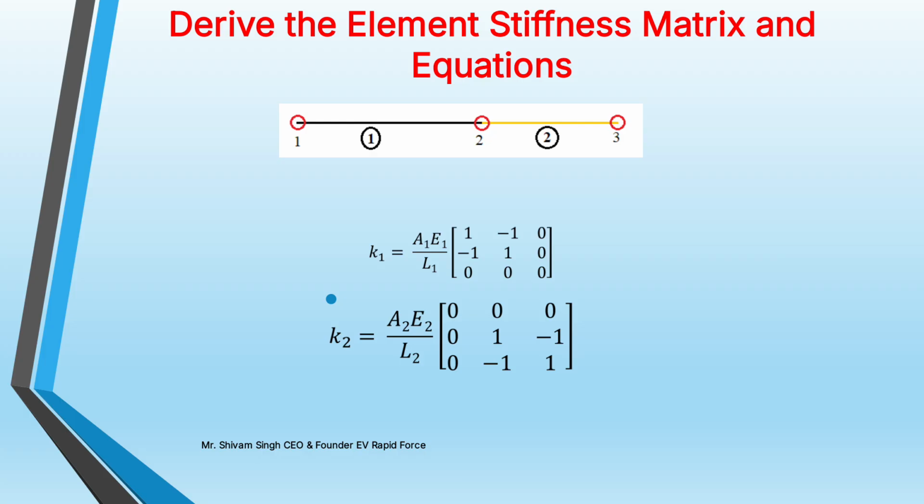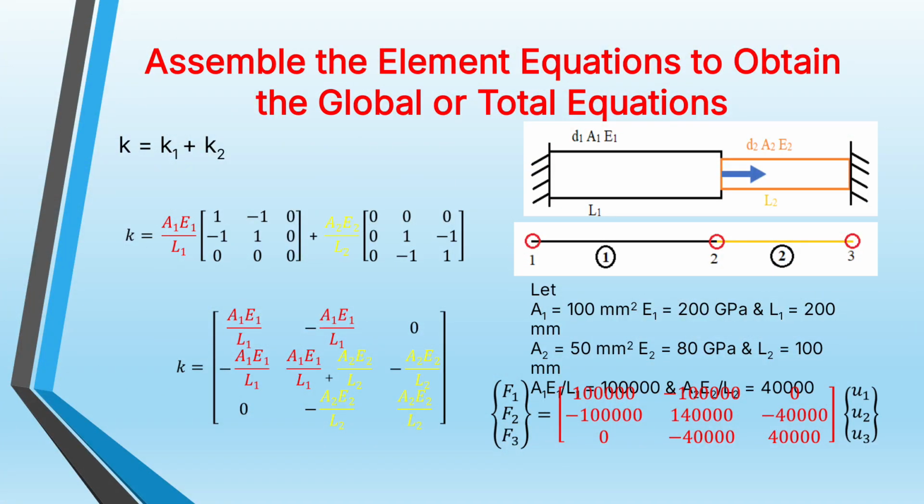Similarly, we get the stiffness matrix for element 2. After these element stiffness matrices, we add the two matrices to form the global stiffness matrix, which is nothing but K equals K1 plus K2. We know how to add these stiffness matrices, and we get the global stiffness matrix.